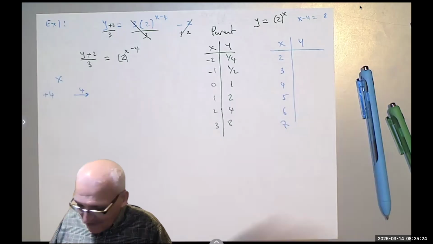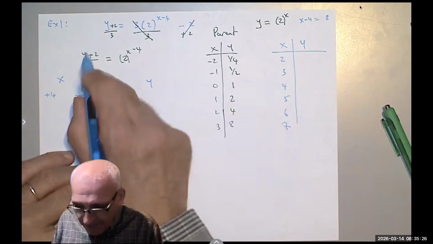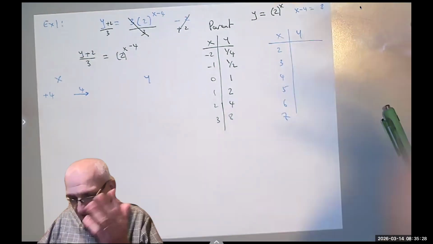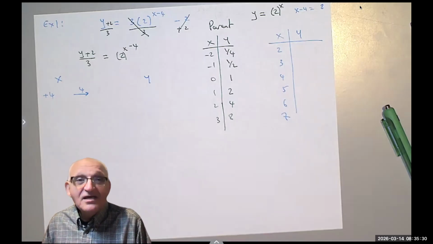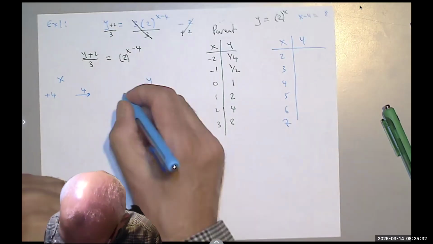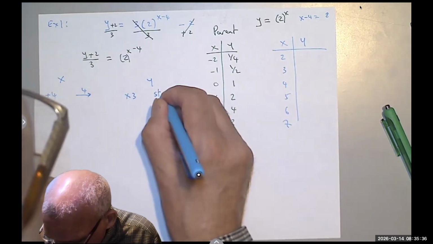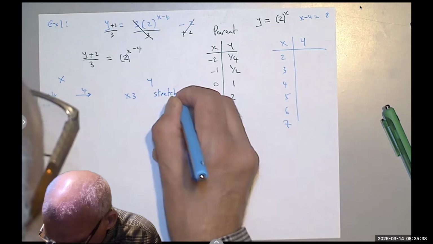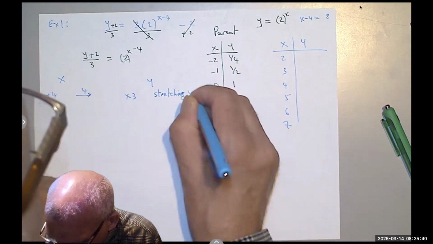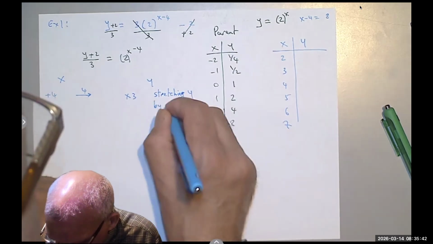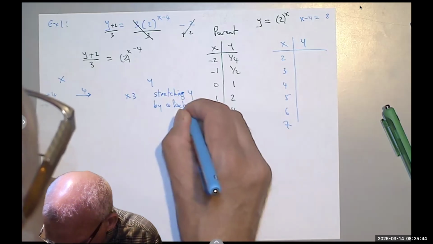Okay, how about the y? y plus 2 over 3 equals 8. How do I solve for y? First thing you do, you multiply the y by 3. That's stretching the y by a factor of 3, right?